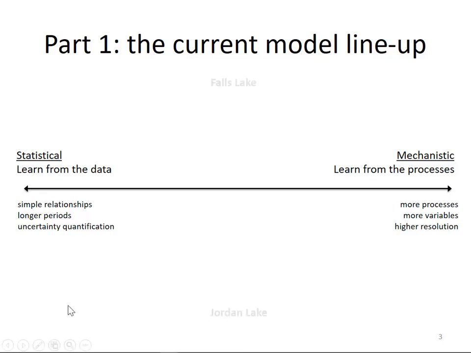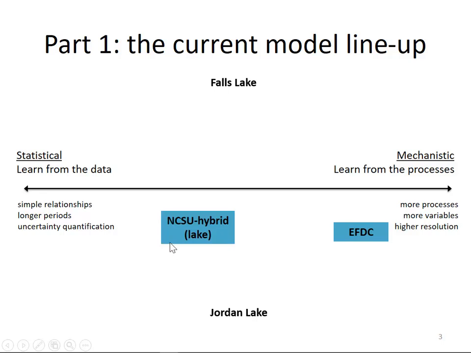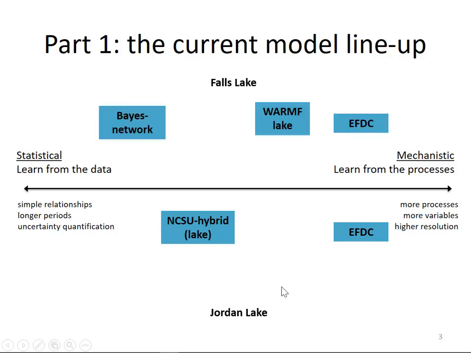What I'll do now is show you the models that we have for Falls Lake and for Jordan Lake. So the Falls Lake models I'll put up here, the Jordan Lake models I'll put on the bottom. For Jordan Lake, we have two models that have been developed recently. We have the NC State hybrid lake model, and I call it a hybrid model because we're actually trying to combine some of the benefits of statistical and mechanistic modeling. And the other model is an EFDC model, which is a very high resolution mechanistic model, and this was developed by Jim Bowen's group at UNC Charlotte.